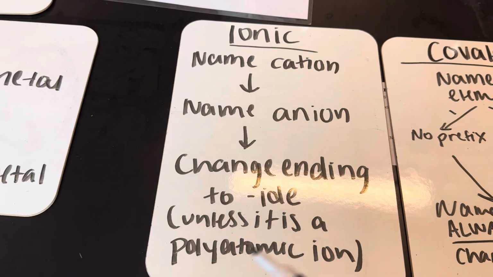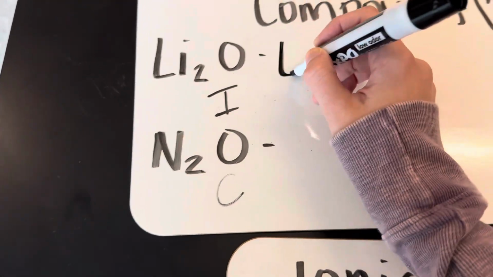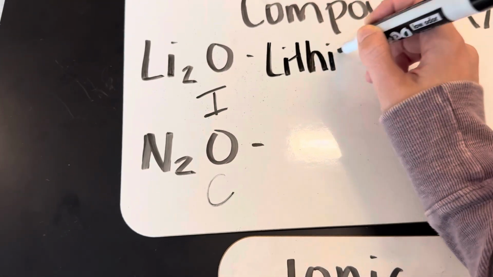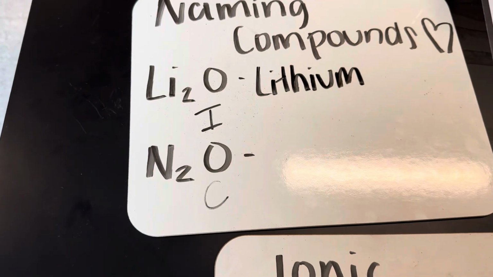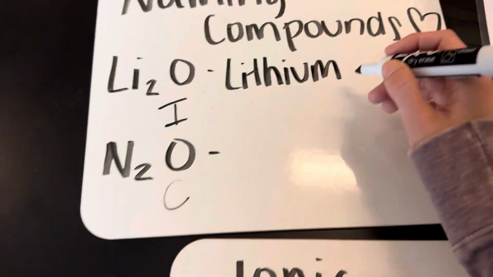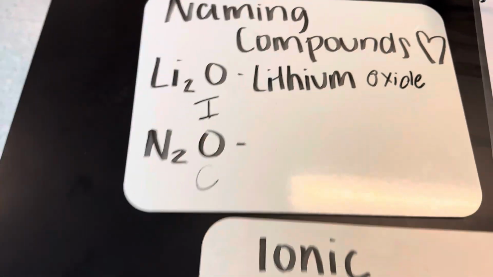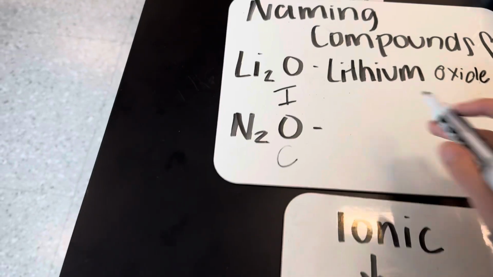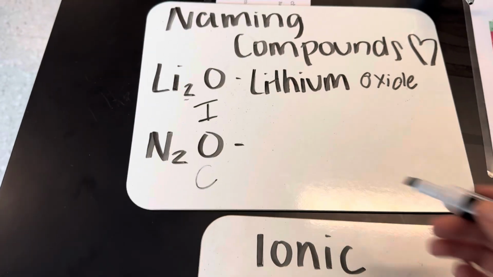Okay, so let's do that for the first one. I name my cation, which is the first one, which is lithium. So I'm going to write that down. Lithium. And then I name my second one, or my anion, which is oxygen. But I need to change my ending to "ide," so it becomes oxide. So lithium oxide is the name of this compound. And you'll notice with this ionic compound, it doesn't matter that I have a 2 there. That doesn't change anything about the name. That's going to be important when we talk about covalent.